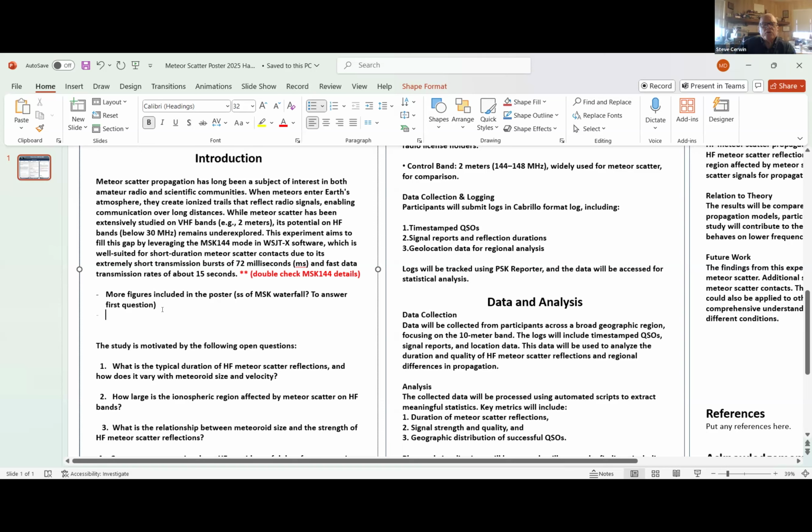If you had the waterfall, you could get the length of the return, as long as it was kind of centered in the middle of your 15-second window and didn't run off the ends.